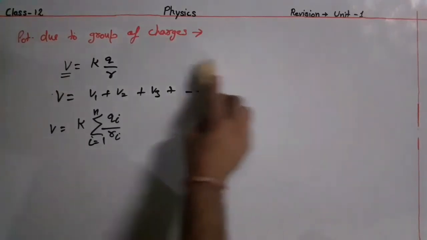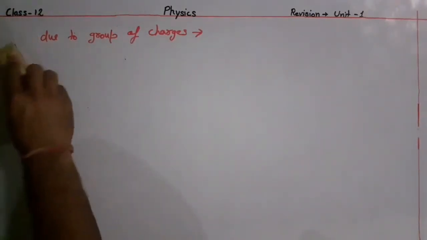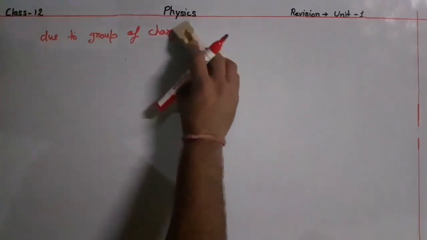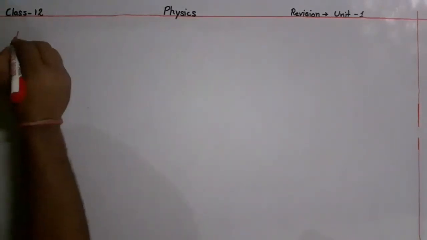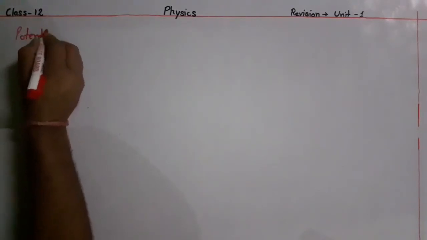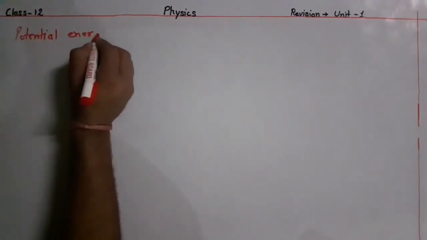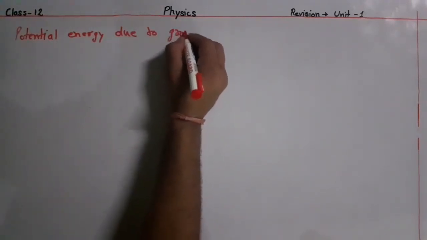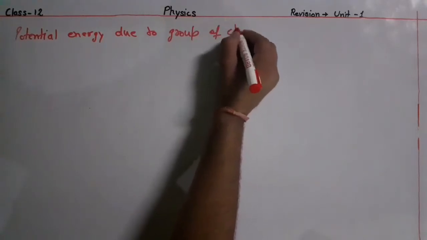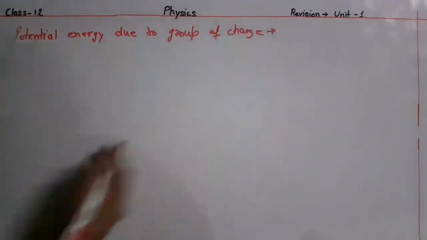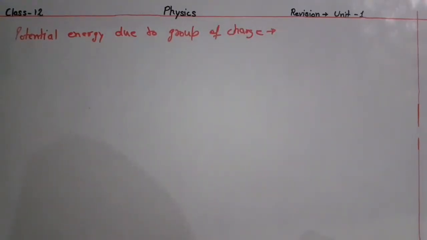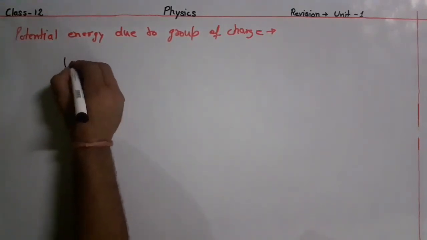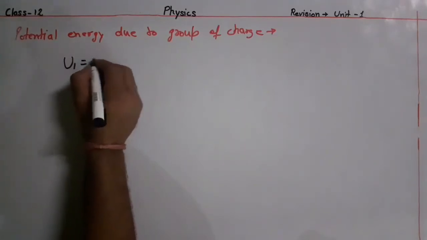Next topic is potential energy due to a group of charges. So how can we find the potential energy due to a group? Similar steps. First, find the potential energy for a single particle. Let's find the potential energy for the first particle.